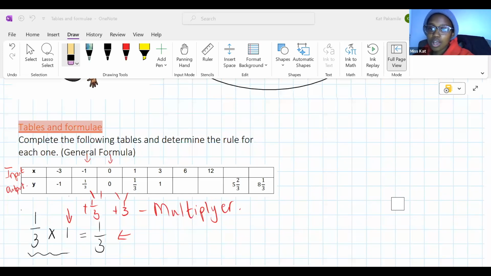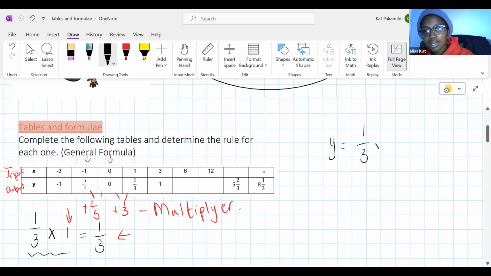Okay, so we have established that that's the output I'm looking for. That means we don't have to add or subtract anything to our sum for it to give us the output we want, because y is equal to a third times x. Now let's test it. What can we test it with? Let's test it with 3, okay?